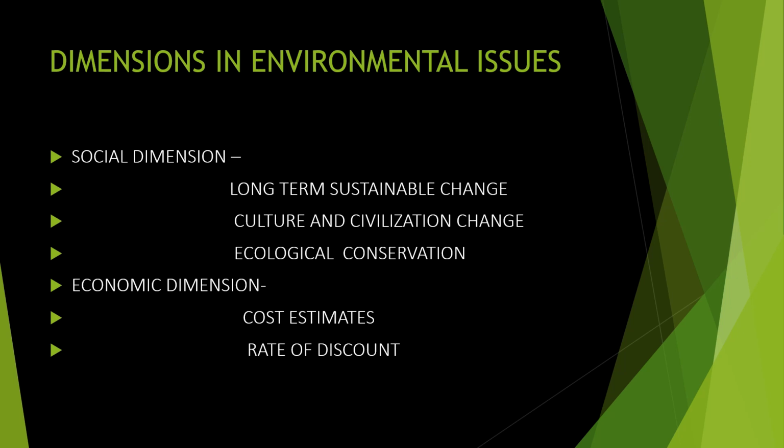Next is the economic dimension, that is cost estimates. We know that the wealth of a country is decided by the resources in that area. If resources are getting destroyed, it means the economy of that country is getting destroyed. Rate of discount here means how much we are losing, and how much we are losing is a great problem in the economic dimension. So the wealth of the country is decreasing when environmental issues come. We have to progress, and wealth and energy are always related.